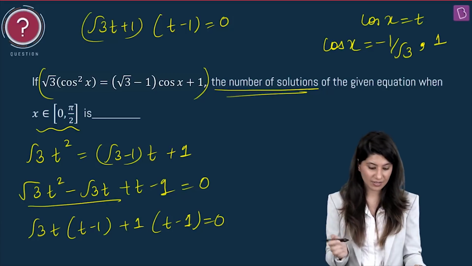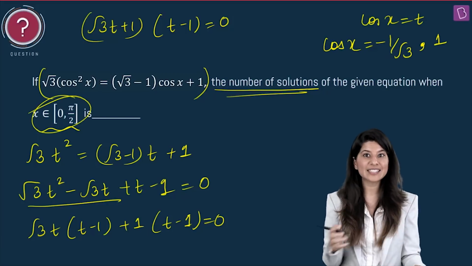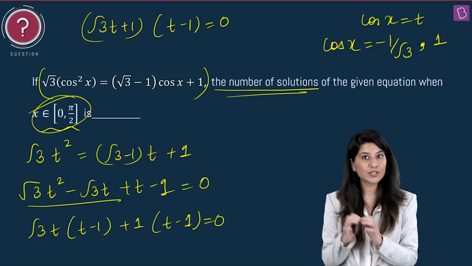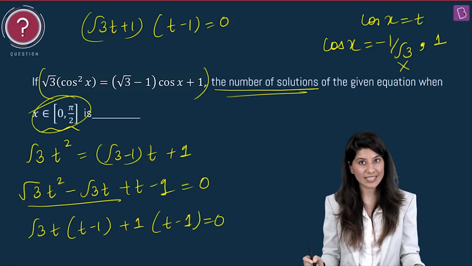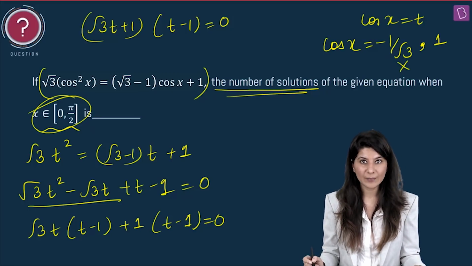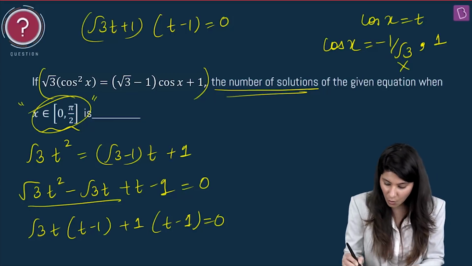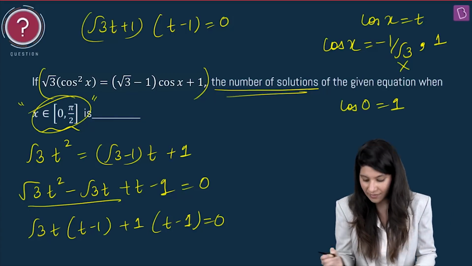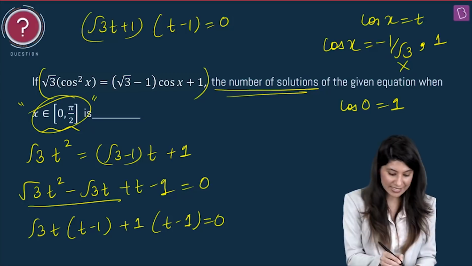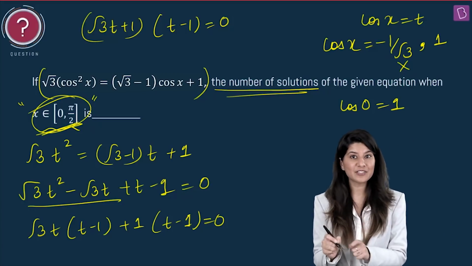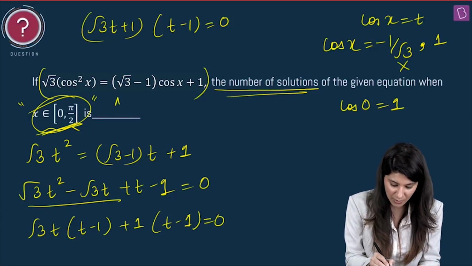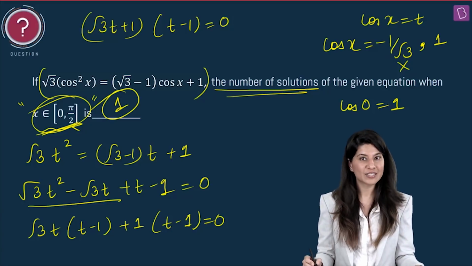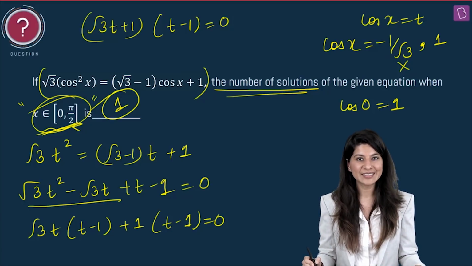Cos x negative? This is the first quadrant. Cos x cannot be negative. So cos x equals minus 1 by root 3 is rejected. Cos x equals 1 in this interval. We all know that cos 0 is 1. Right? x equals 0 is lying in this interval. Hence, the number of solutions of this particular equation is 1. Hence, the answer of this question is also 1. Okay?